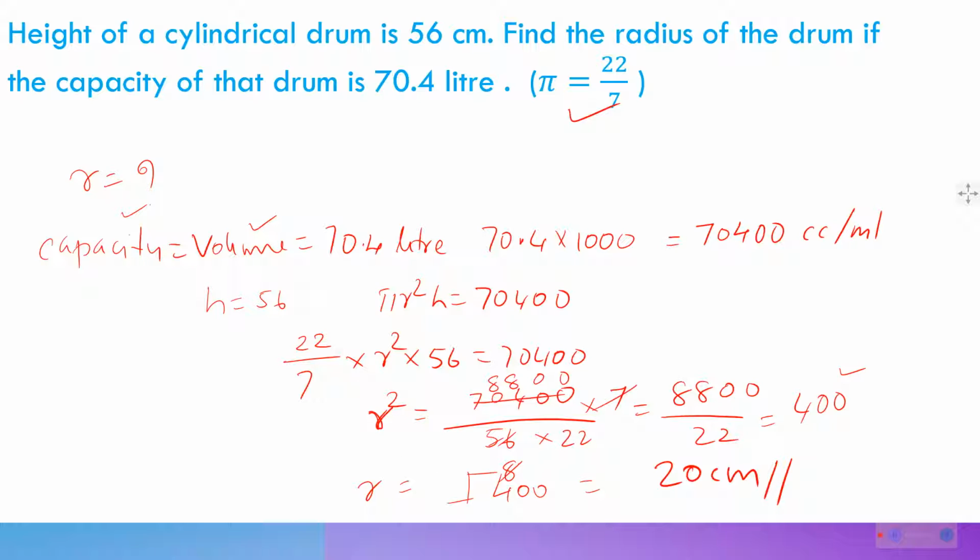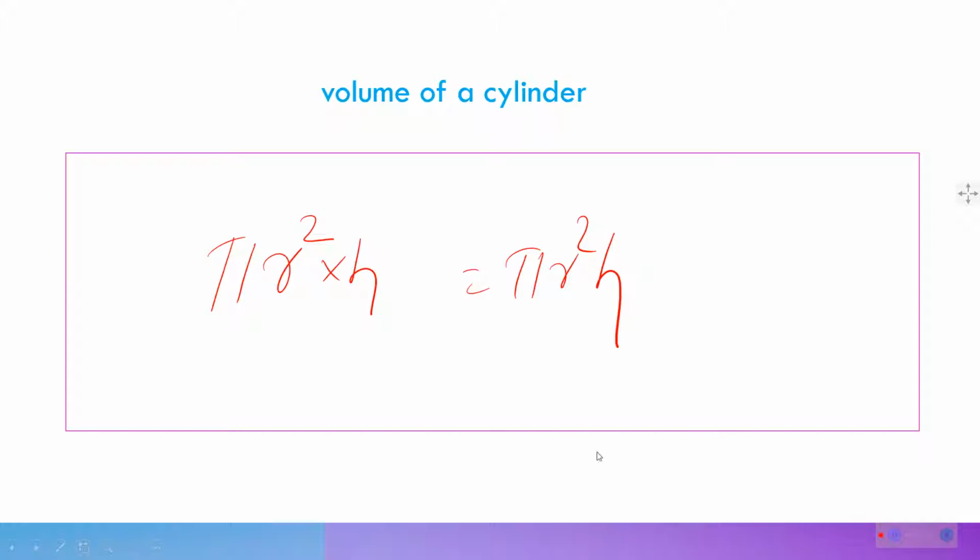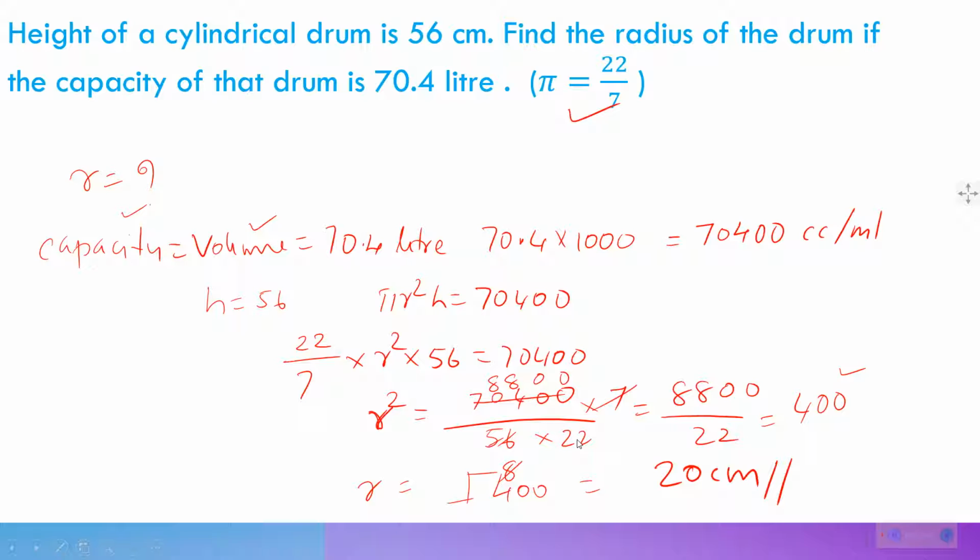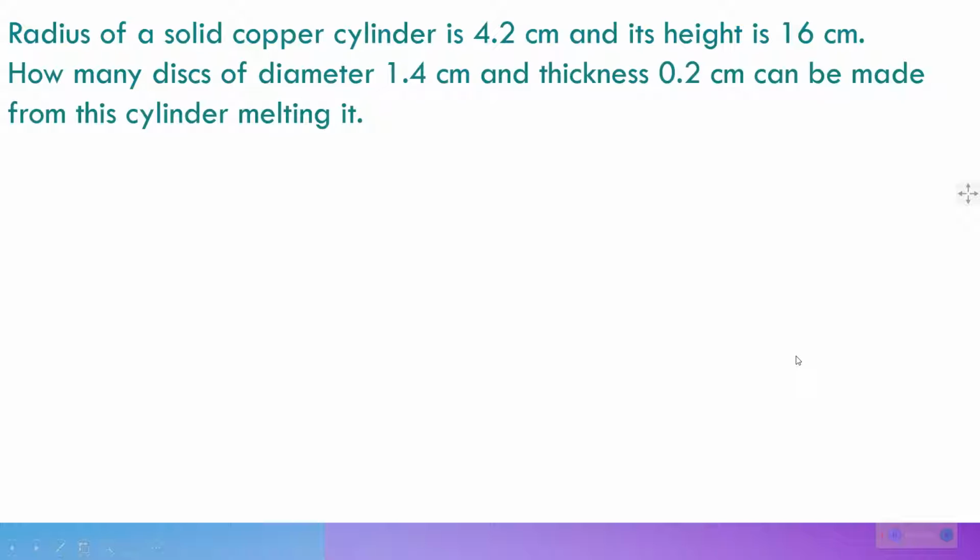R square is 400 and R is equal to 20 centimeter. You got the radius of the cylindrical drum without seeing the drum, but by applying the concept of mathematics, my dear students. So pi r square h is the formula to find out this. Okay. Radius of a solid copper cylinder is, another question is given.